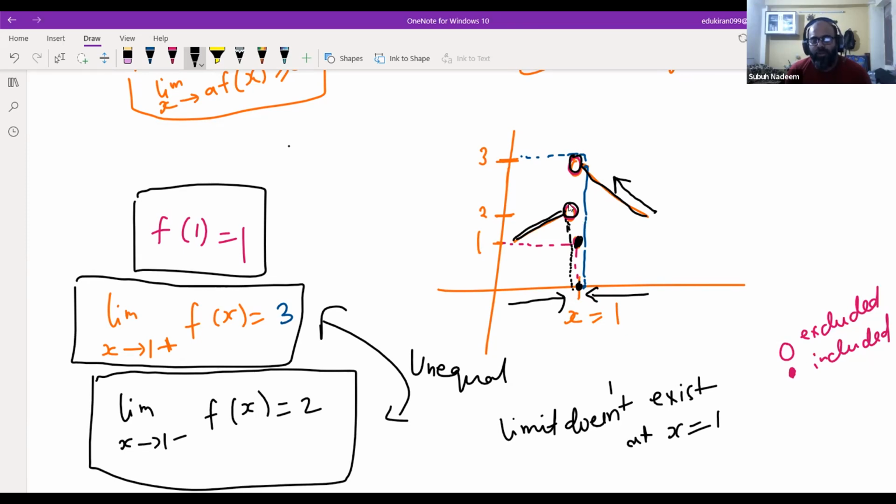Got it? So how do we find the output? Output is the y value. Here, this output is 2. Here, this output is 3. Here, this output is 1. Three different outputs are coming. Here, 1 is coming. Here, 3 is coming. Here, 2 is coming.